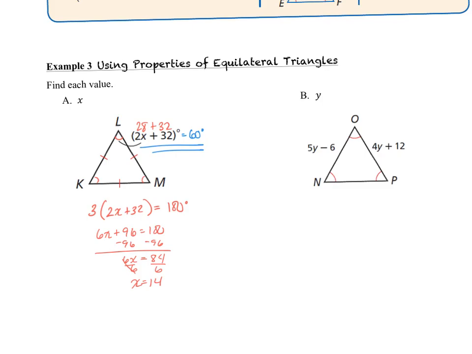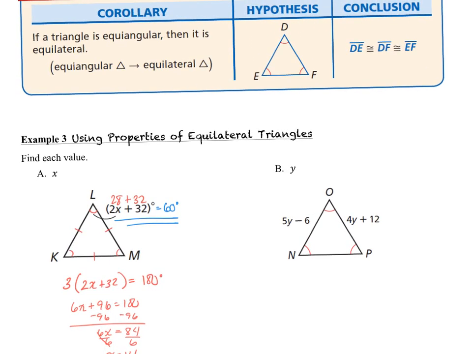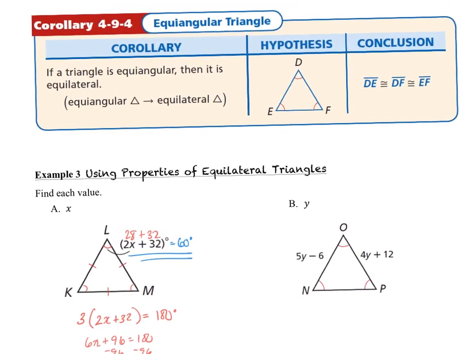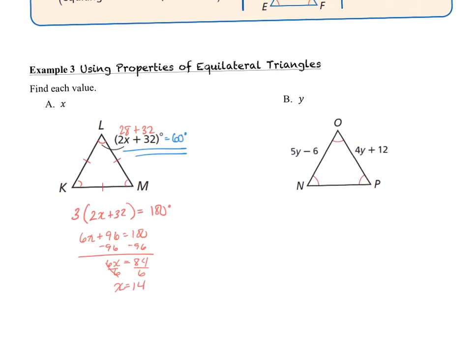Okay, in the example B, this would be the second corollary. If a triangle is equiangular, then it is equilateral. So I know that all these sides are congruent to each other. So I can set 5y minus 6 equal to 4y plus 12. And again, that was because I know that segment ON is equal to segment OP. And I can start solving now.